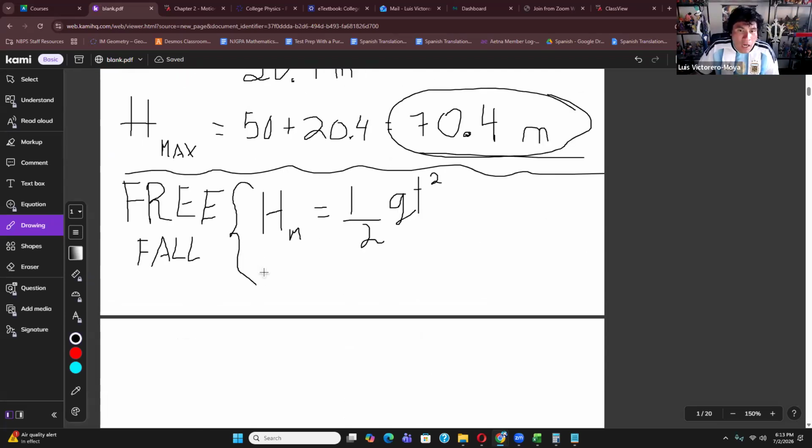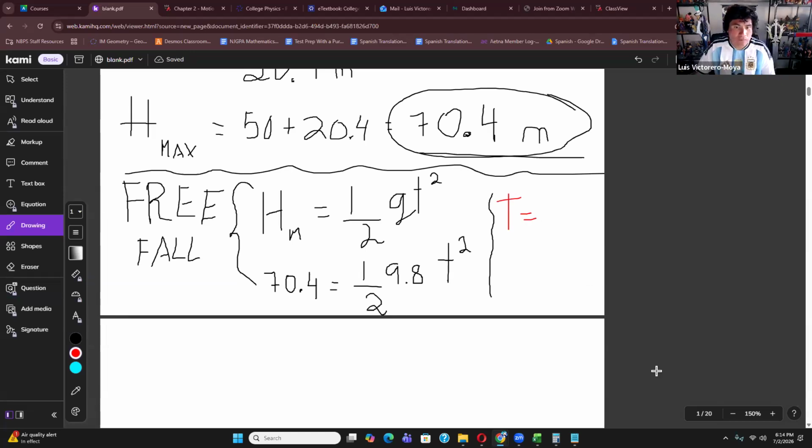And we did this yesterday. 70.4 is 1/2 9.8 time square. Okay, so what's the value of time now for that? What's this time? It should be about 14, about 3.5, 3.6 seconds, right?